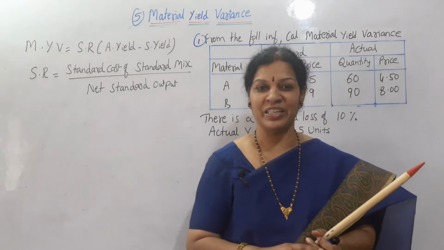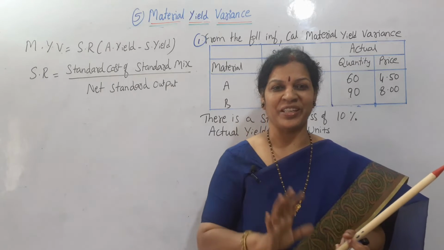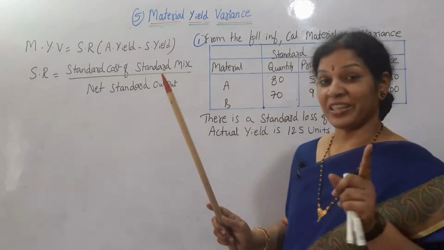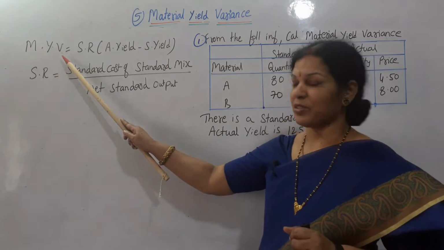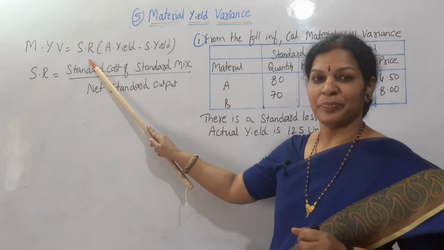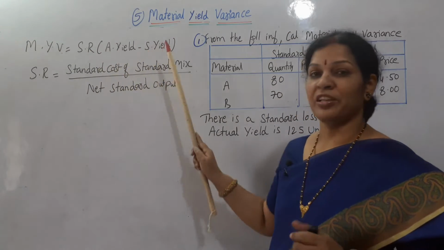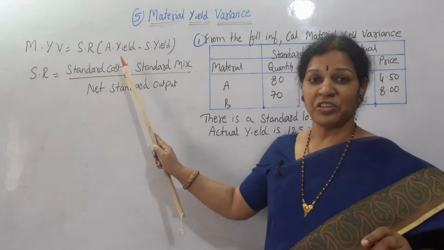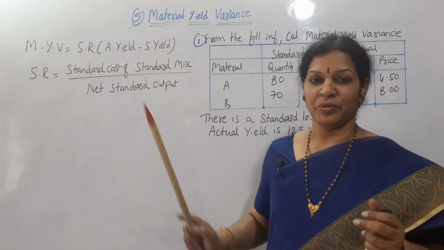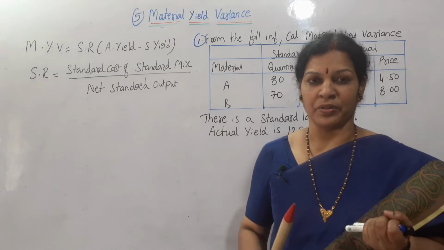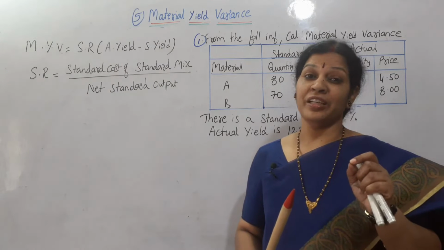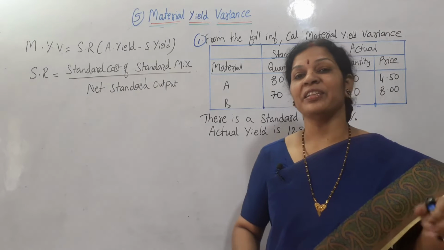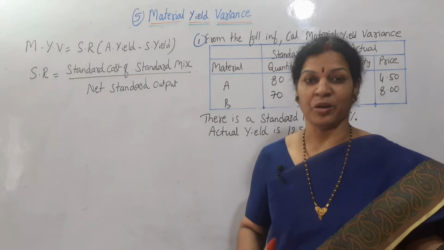Now coming to the material yield variance, very simple, 5 minutes you can understand. Only a simple formula is there for material yield variance. The formula is standard rate (SR) into actual yield minus standard yield. What is yield? It means output, exactly output. Most of the time actual yield will be given separately in the problem. Standard yield is nothing but the revised yield, revised output.